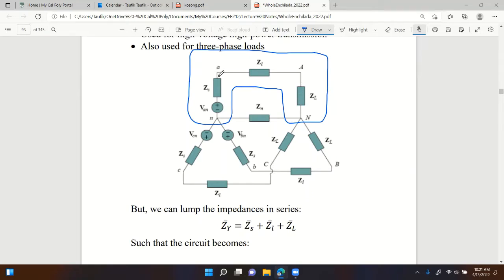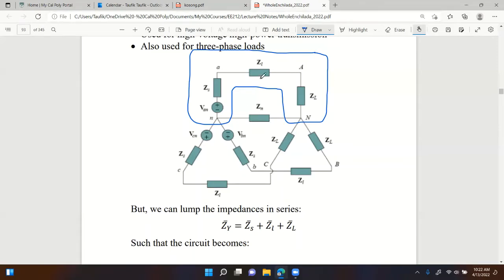Now, in reality or in practice, this connection from lowercase a to uppercase A, from the source to the load, could be miles and miles away. It could be thousands of miles, hundreds of miles, tens of miles. It's typically a transmission line. That's why we include this line impedance, to represent the impedance of the line. So in reality, this connection is going to be a long distance connection.